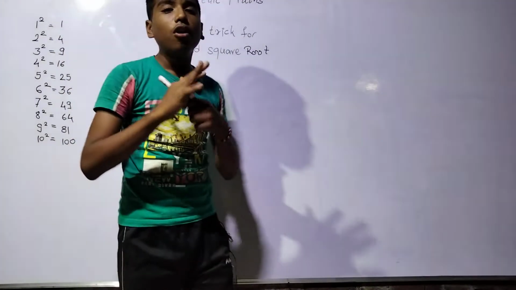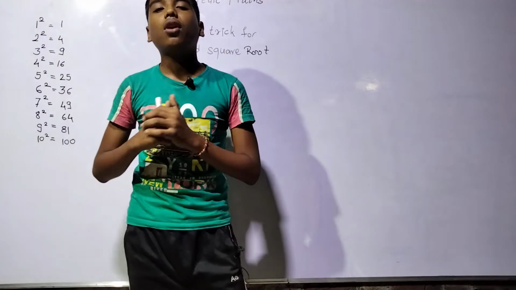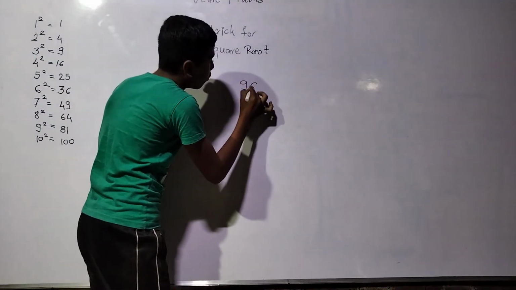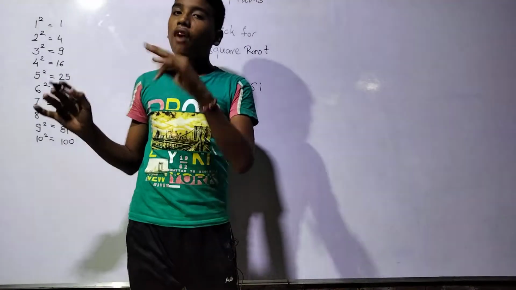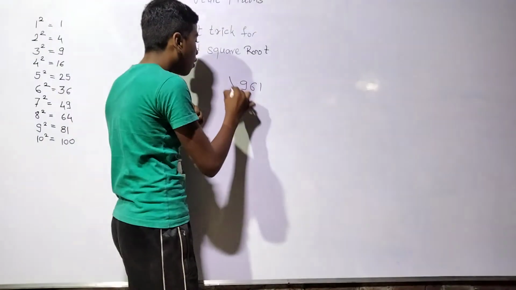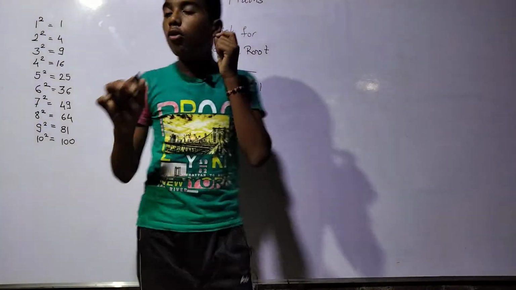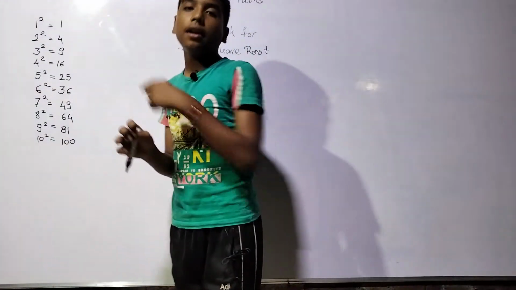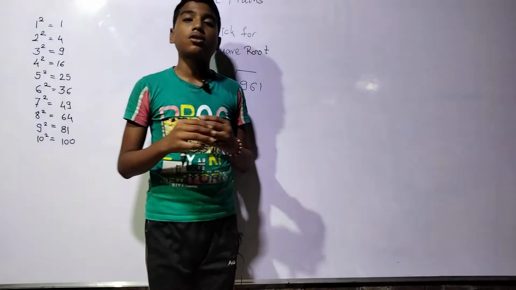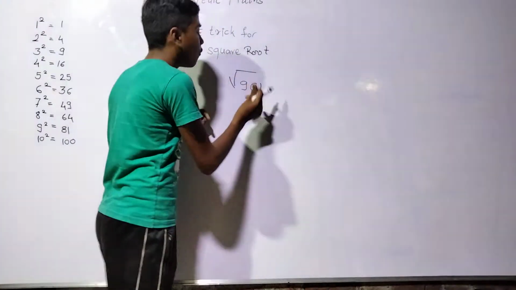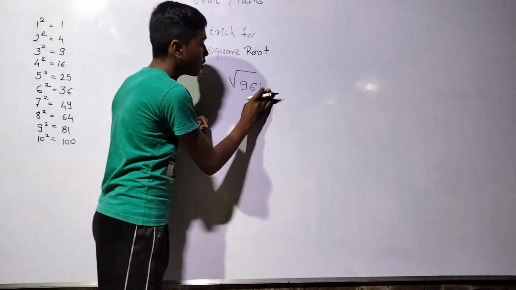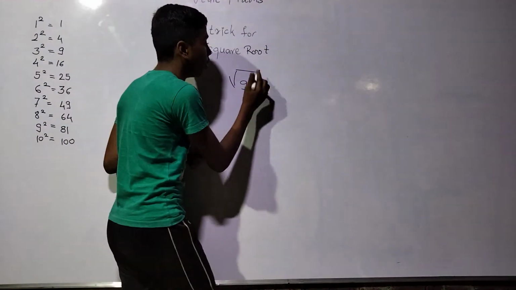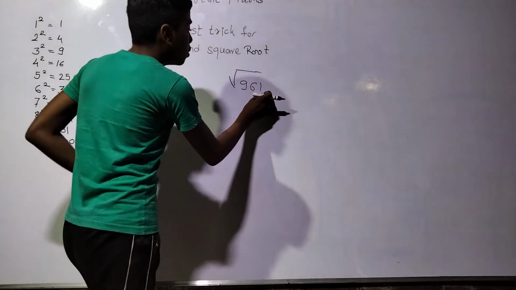Suppose someone gives you a square number, 961, and asks you to find its square root. You have to remember these squares up to 10. Let's start with how to find a square root. First I will teach you how to solve it, then we will do practice. So how to solve it, just see.